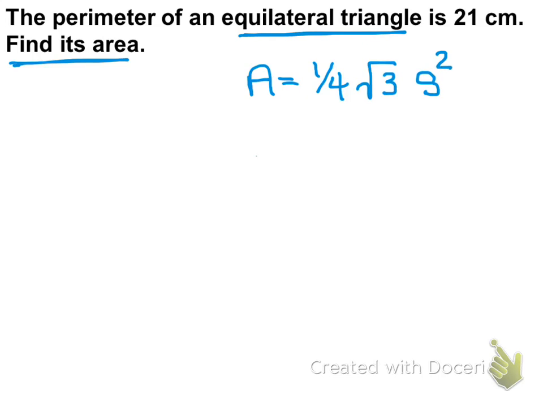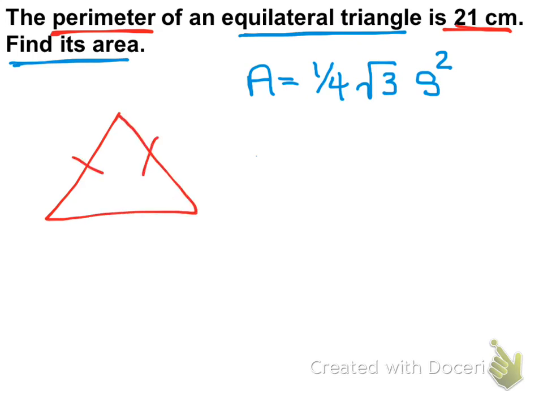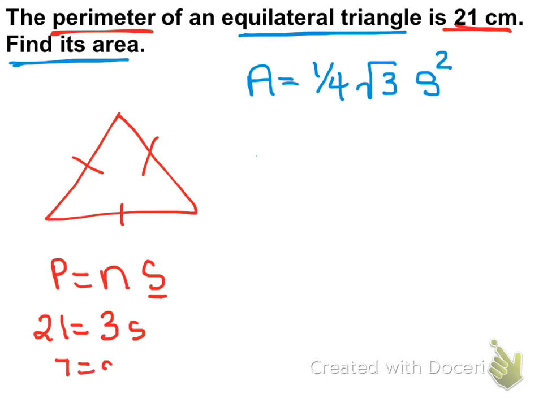Instead, what they have given you is the perimeter. The perimeter is 21 centimeters. Well, you have to remember this is an equilateral triangle. All 3 sides are congruent. Perimeter we know is equal to the number of sides times the length of a side, and what we need to know is the length of the side. The perimeter is 21. This is a triangle, so there are 3 sides. How long are the sides? Divide both sides by 3. You find out that the sides would be 7.